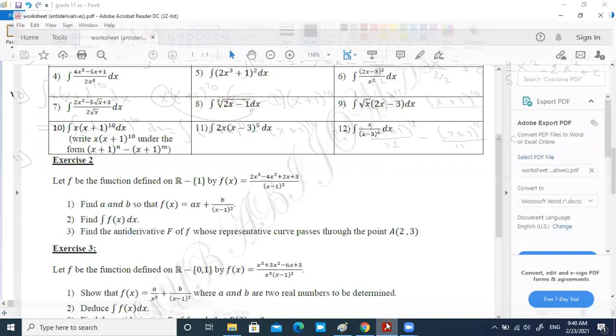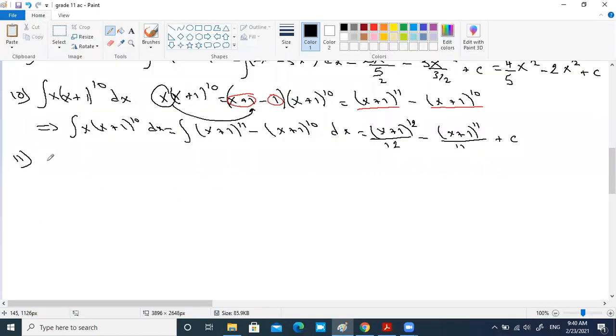اللي بعده 2x into x minus 3 power 5 نفس الفكره فوق. Integral 2x into x minus 3 to the power 5 dx. The same idea. طبعا هيدي 2 لا بتقدم ولا بتأخر. بدي هاي x into x minus 3 power 5 نفس الفكرة.